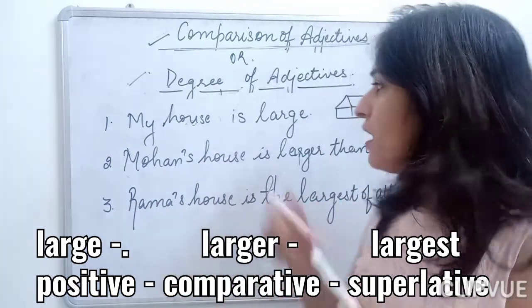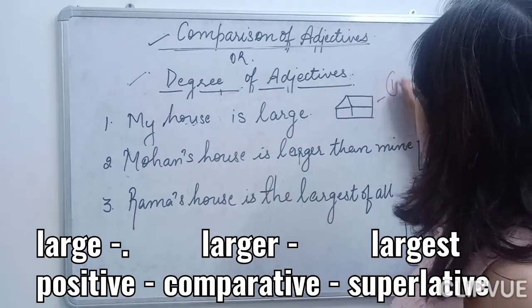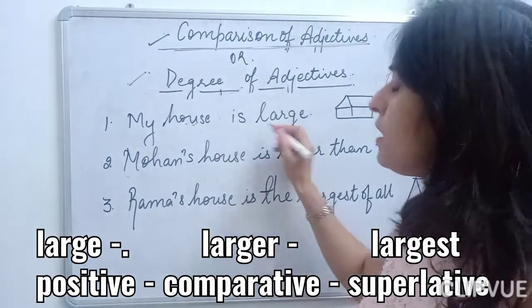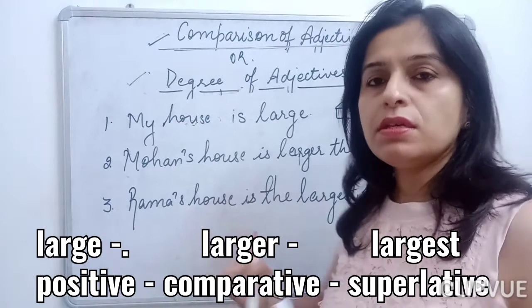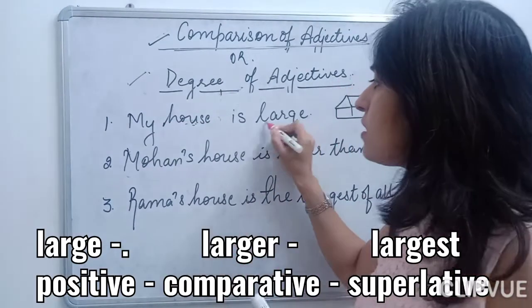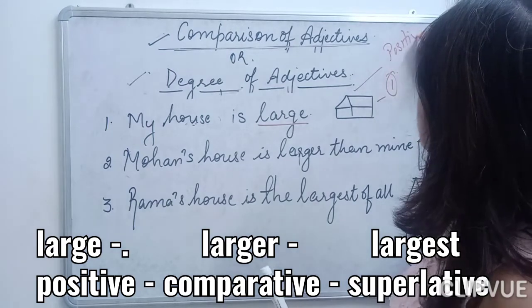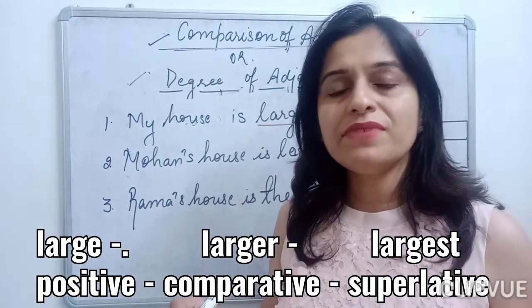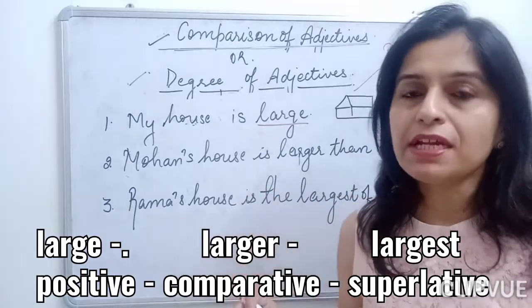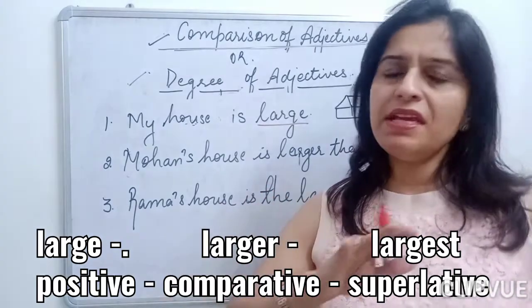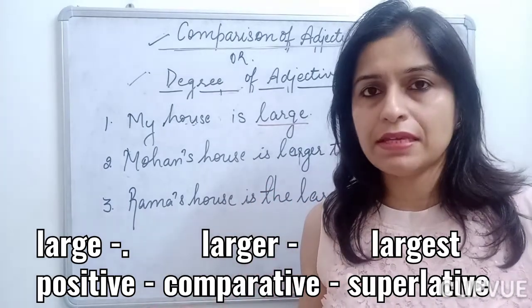My house is large. Okay, this is suppose number 1 house. ठीक है, so now this is which sentence? ये कौन सा sentence है? This is a positive sentence. Why is it a positive sentence? Because it is a simple statement. ये एक simple सी statement है. मैंने इसे कहीं नहीं compare किया है किसी के साथ में.